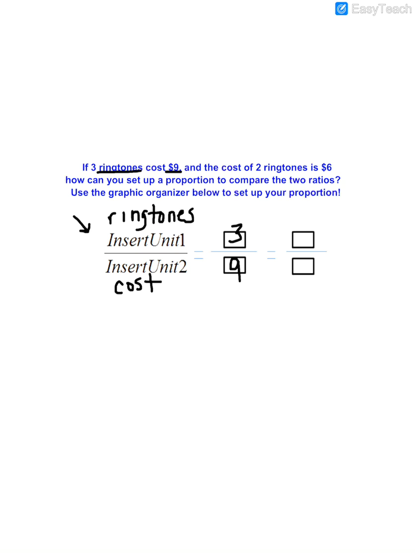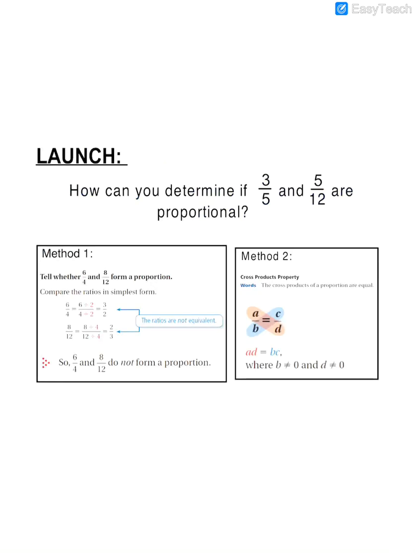And the cost of 2 ringtones, so again, my starter ratio, which is the units, helps me figure out where my numbers are going to go, is $6, which is going to go in the denominator. So that's how I can set up a proportion. Remember, the starter ratio is very important, so you always want to set up your units first before looking at the actual numbers.